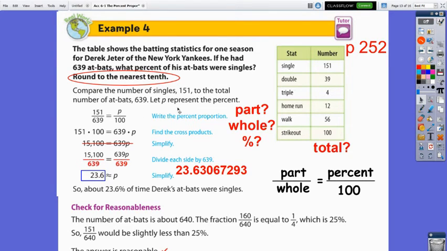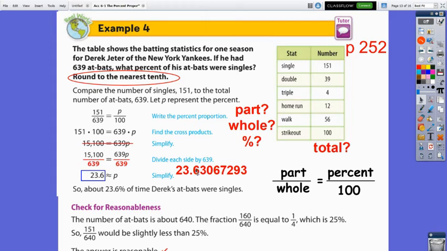Part over whole equals percent over 100. So cross multiply, 151 times 100 and 639 times P. Again, you don't have to write this more than once. You write it on the next line, and you divide both sides by 639, and you get in your calculator, again, use a calculator for all of these, 23.63067293, okay, and it might go on further than that. That's why they told you to round to the nearest tenth.